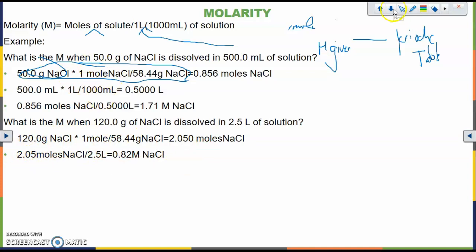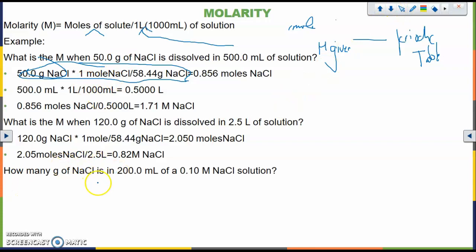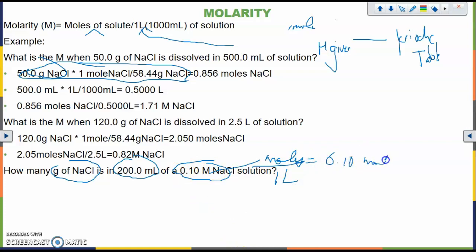Sure. Here's a variation. In this case, we're starting with a molarity, and we're starting with mils, and we're asking how many grams of sodium chloride is in 200 mils of a 0.10 molar solution. Now, anytime you see molar, you always need to understand that the big M is actually moles over 1 liter. So this is going to be expressed as 0.10 moles of sodium chloride over 1 liter.